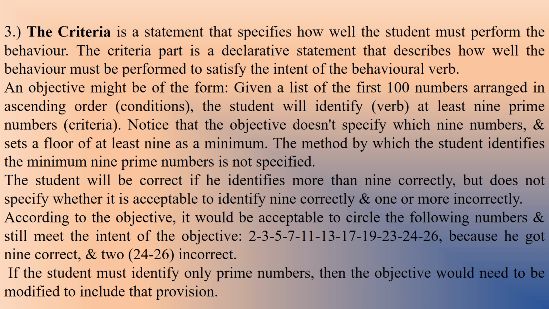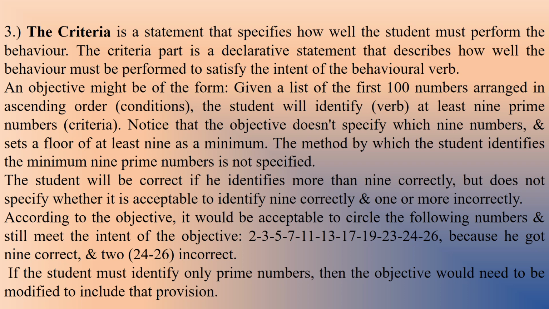Notice that the objective does not specify which 9 numbers and sets a floor of at least 9 as a minimum. Also, the method by which the student identifies the minimum 9 prime numbers is not specified; that is determined in actual assessment. The student could circle the numbers, highlight them, draw a line through them, etc. It is also implied that the student will be correct if he identifies more than 9 correctly, but it does not specify whether it is acceptable to identify 9 correctly and 1 or more incorrectly.